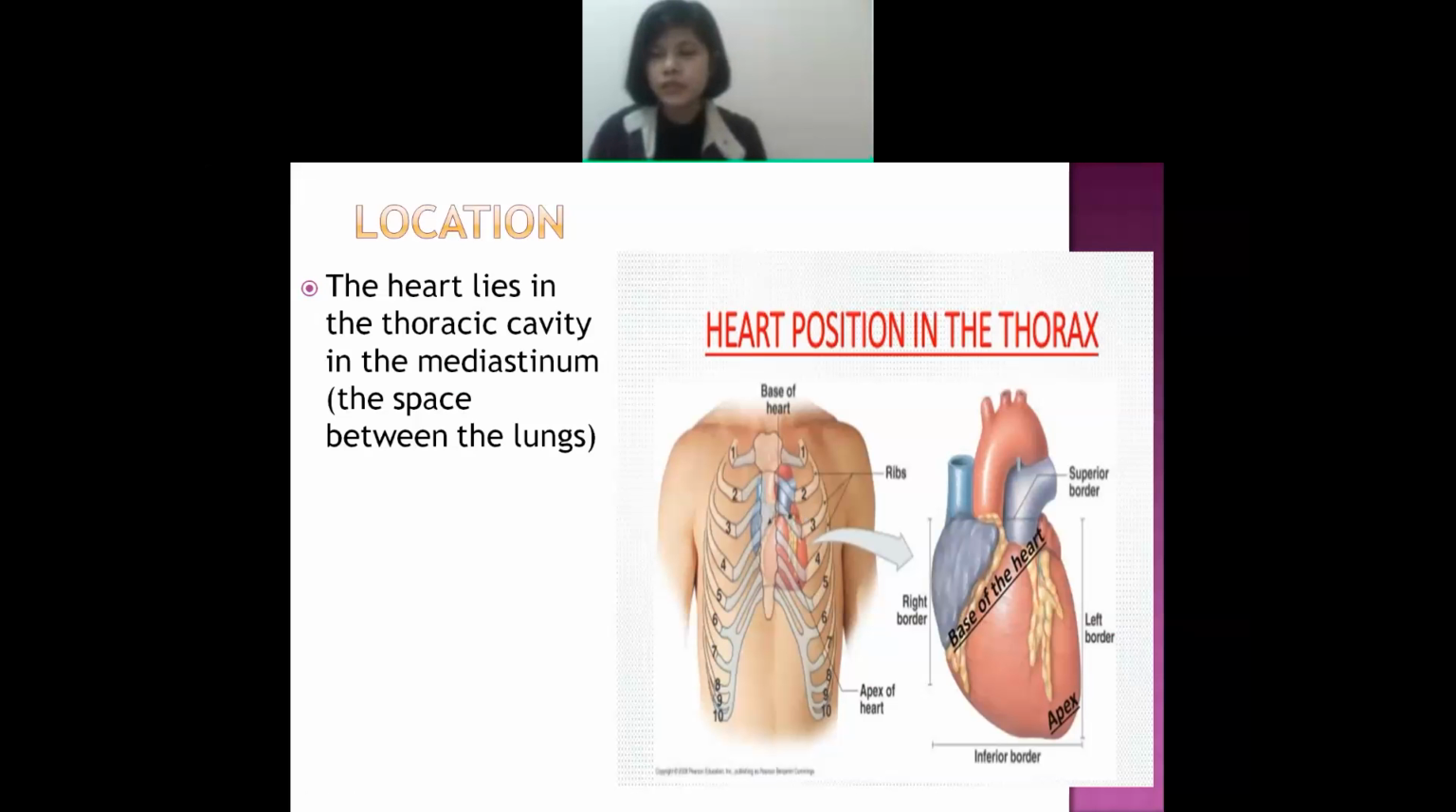In the mediastinum. Mediastinum means what? Mediastinum means here are your lungs. Both sides, right side and left side, both sides lungs are there. So it lies in the middle. It lies in between your lungs. The heart lies in between your lungs.